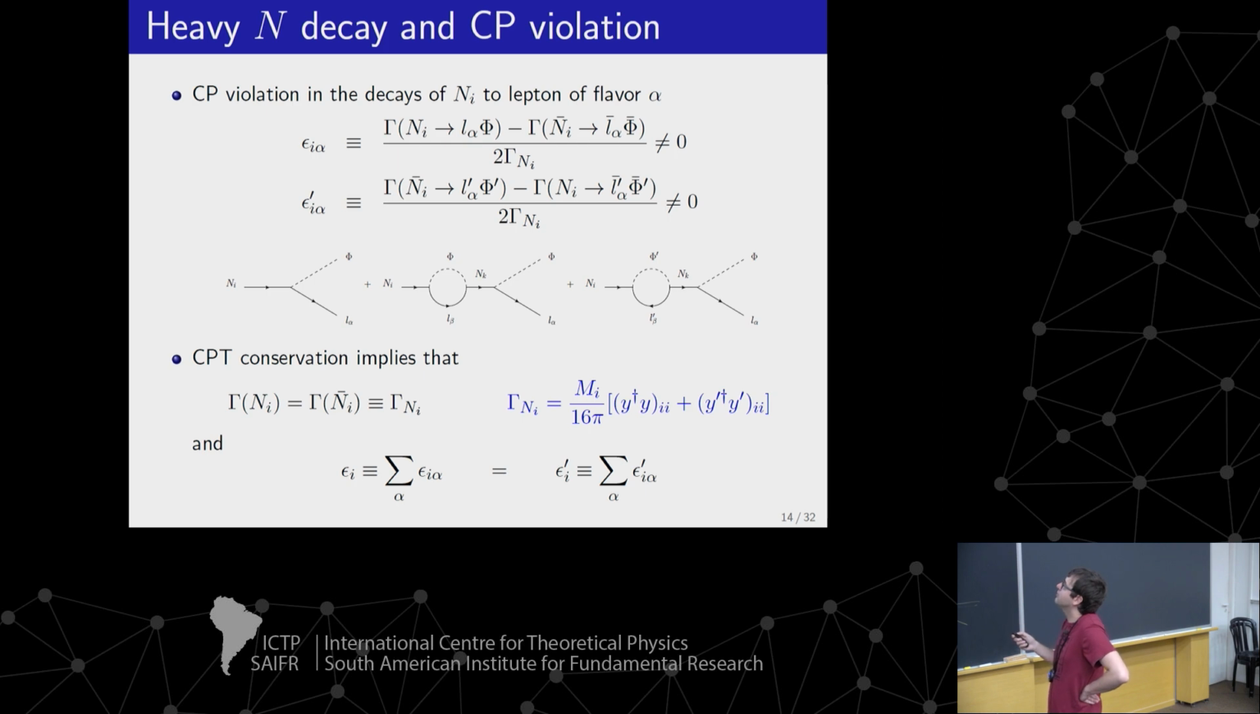Let me try to explain better what's going on. We have to compute the CP-violating decays of Ni into lepton of flavor alpha, epsilon i alpha: the decay of Ni into L alpha phi minus the decay of N bar into L bar alpha phi bar. This is different from zero because you have CP violation. The same thing happens in the mirror world. As before, we have these diagrams, but here, where before we had the vertex diagram in standard leptogenesis, we now have two wave function diagrams.